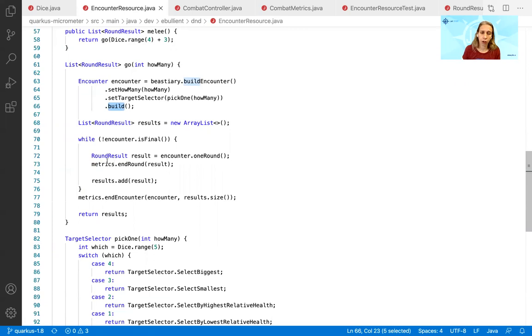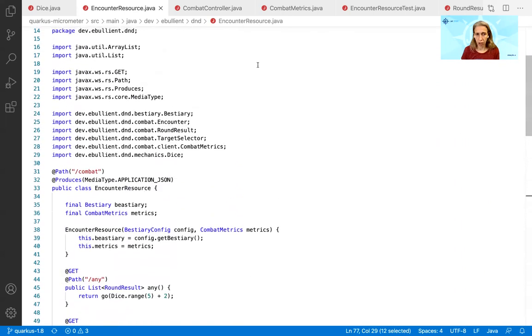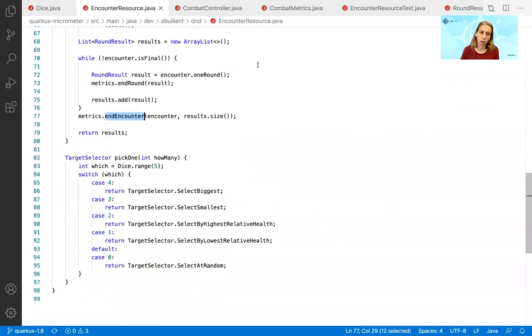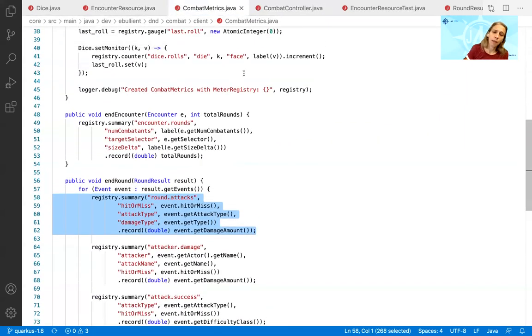But most interesting for us is that here is one round of an encounter, which will get all the monsters to fight each other one in a row. I record the result as soon as that round is over, and then I record the result when the entire encounter has been completed. You'll notice I'm not using any annotations for metrics in here. I will talk about the details of some of these later, but I'm using information from the result.